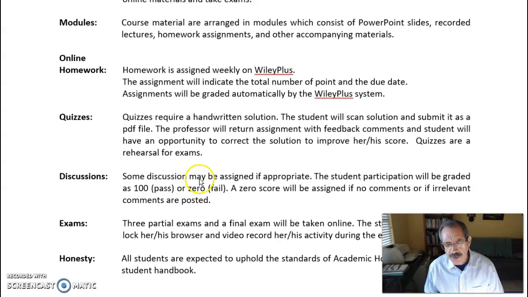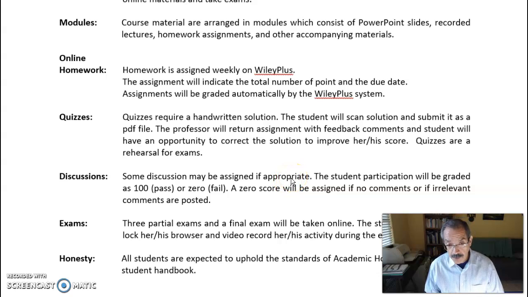We may have some discussions later on, and if we do have discussions, they will be graded as pass or fail. So you either get 100% of the discussion, or you get nothing. Another way that you will get no credit for the discussion is if you do not write any comments, or if your comments have nothing to do with the topic that I asked you to discuss.